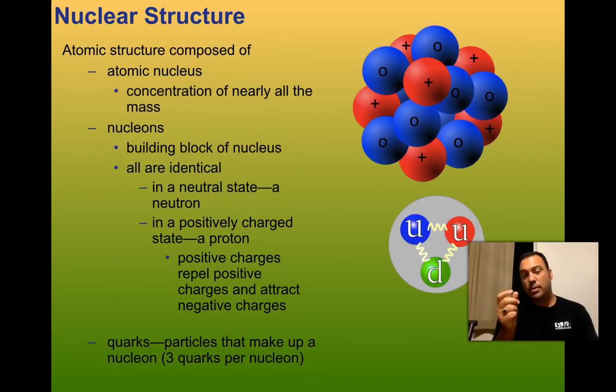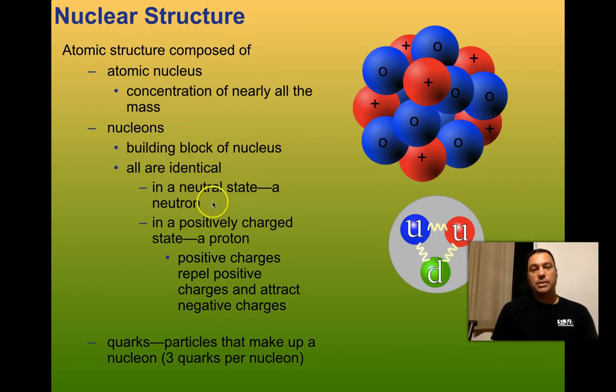All right, so you'll remember from the previous slide that there were two parts of the atom, right? There's the inner part where the nucleus was, and then there's the outer part where the electrons are. So let's talk about the nuclear structure, which is the middle of it, okay? So the atomic structure is composed of an atomic nucleus, and the concentration of nearly all the mass is right there at the nucleus. By comparison, the electrons are pretty much weightless, so they're massless. And so we usually don't take them into consideration when we're weighing atoms. Almost all the mass is right there in the middle.